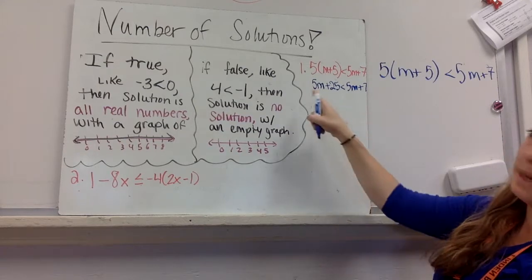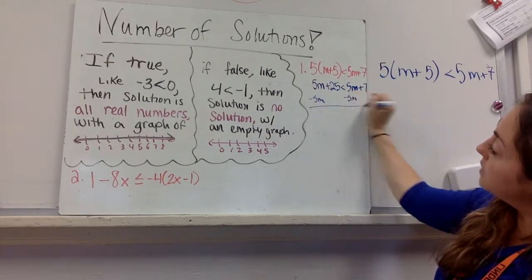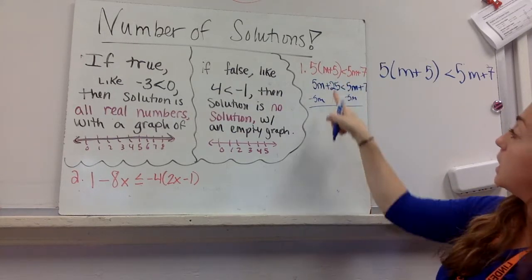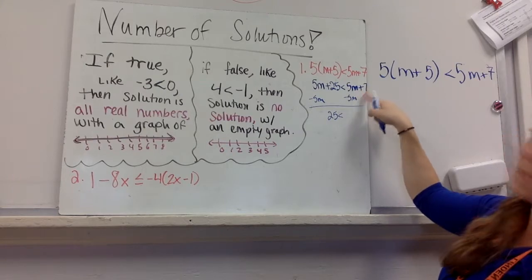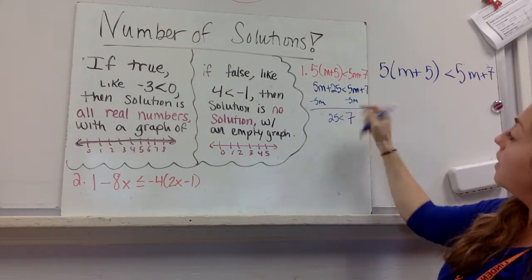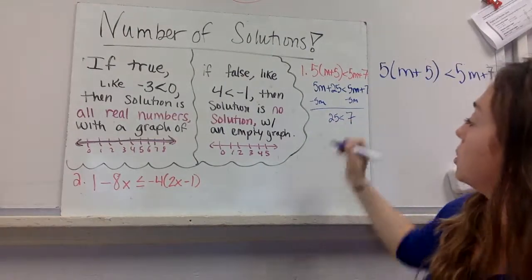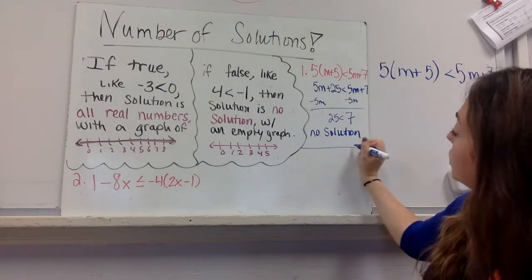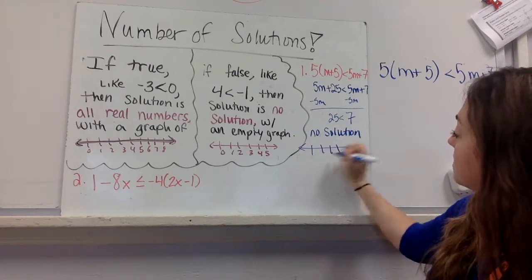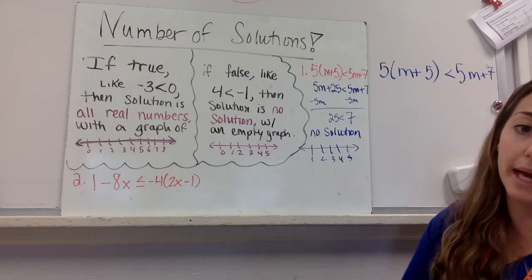Now I'm going to eliminate my variables by subtracting 5m from both sides, and you see 5m minus 5m, that's 0, plus 25 is 25. 5m minus 5m is 0, plus 7 is 7. Is 25 less than 7? No, that's not true. So my answer would be no solution. And I would draw an empty graph if they asked me to graph 1, 2, 3, 4, whatever, maybe 5 numbers. Leave it blank. Done.